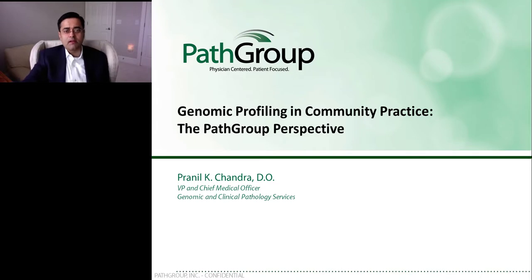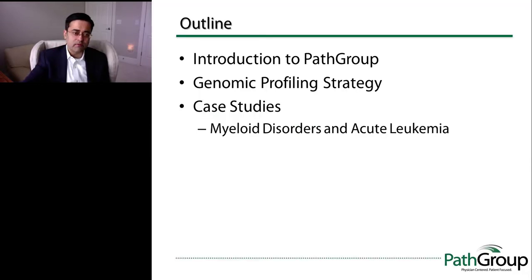So today, over the course of the next 30 to 45 minutes, I wanted to give you an introduction to PathGroup and our organization, who we are. Then I wanted to talk about our genomic profiling strategy and some of the efforts that we were successful in planning, implementing, and executing in our practice. And then I'd like to get into some real-life case studies to show how genomic profiling is used in clinical practice in the context of myeloid disorders and acute leukemia. I'll spend a little bit of time talking about what those disorders are.